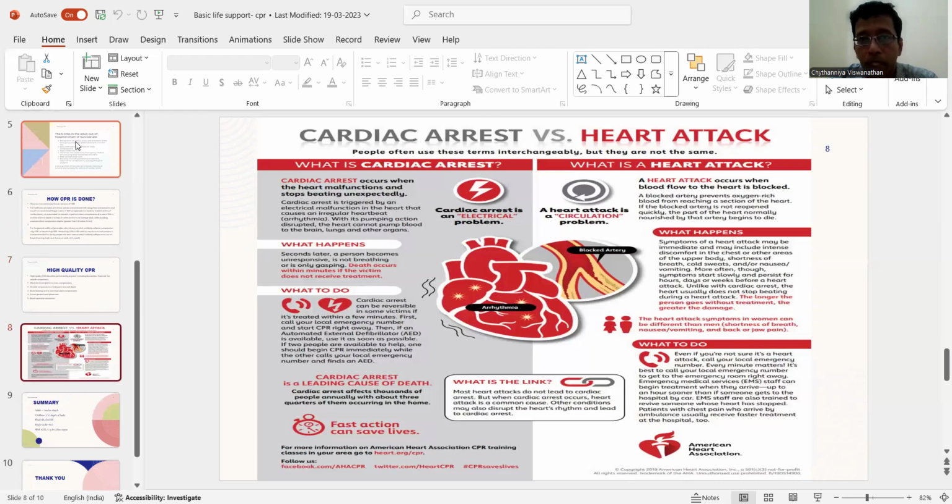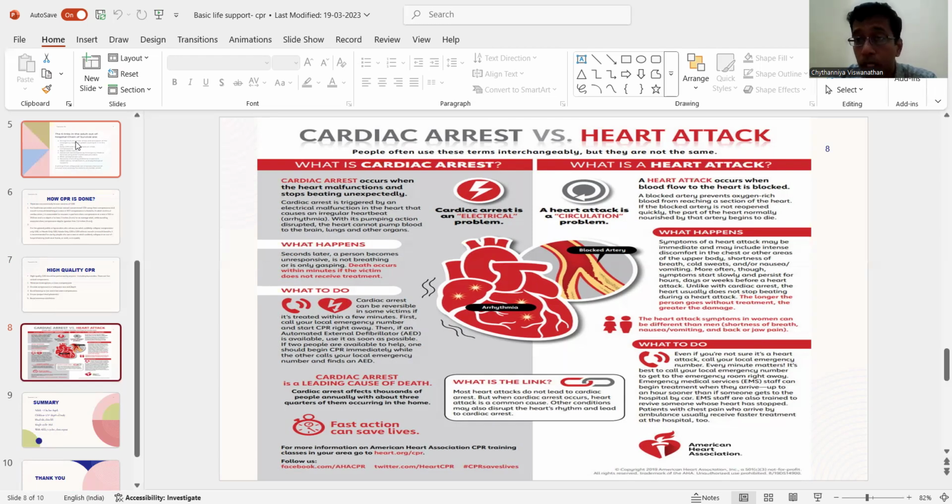So, what's the difference between a cardiac arrest and a heart attack? Cardiac arrest occurs when the heart malfunctions or stops abruptly, triggered by an electrical malfunction or caused by arrhythmias. But a heart attack occurs when there is a block in the artery and the oxygen supply to the muscle is affected, and thus cardiac arrest can happen. So what happens? Seconds later, the patient is going to collapse, unresponsive, and only gasping for breath.